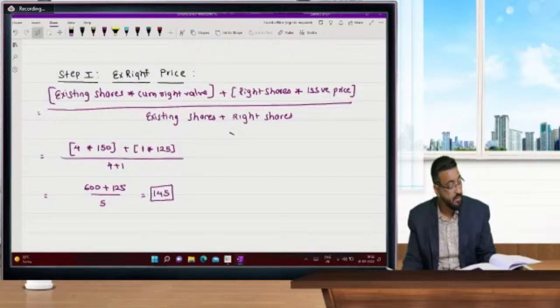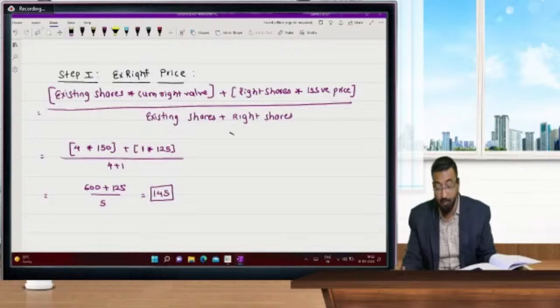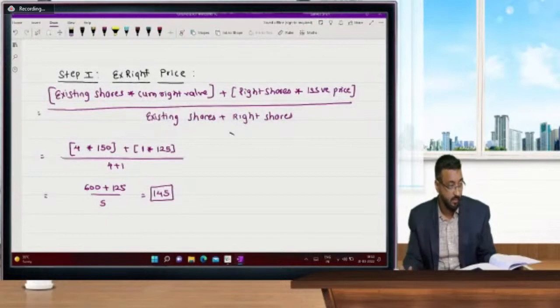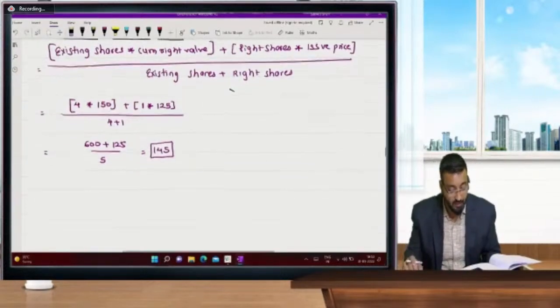Very easy concept. So this is X right. Now this is what the price must be in the market after the right issue. 4 shares for 150 and you are giving 1 share for 120. So this is the theoretical price. At what price did you buy it? What is today's price of all your 5 shares? It is like a weighted average price.